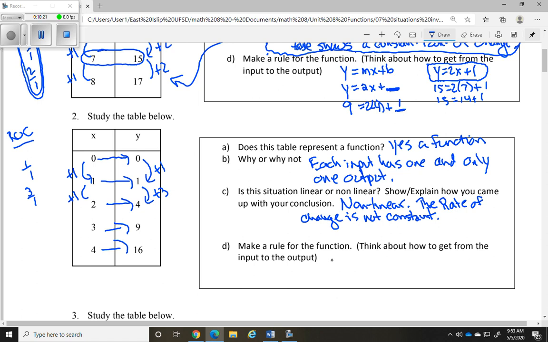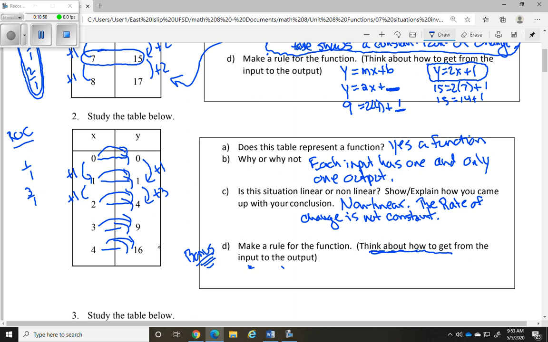Now it's asking for a rule for the function. Now really this would be more like a bonus on your test because we had told you that we're only going to make you write rules for linear functions and we just decided this is nonlinear. But just think about it. Use your common sense. How can you get from the input to the output? How do you get from 0 to 0? How can you get from 1 to 1? How can you get from 2 to 4, 3 to 9, 4 to 16? Did anyone figure it out?